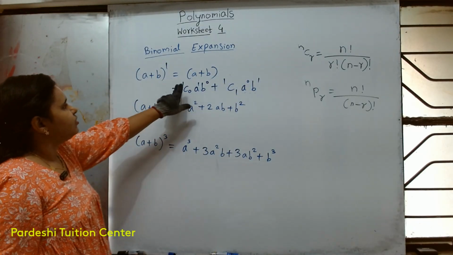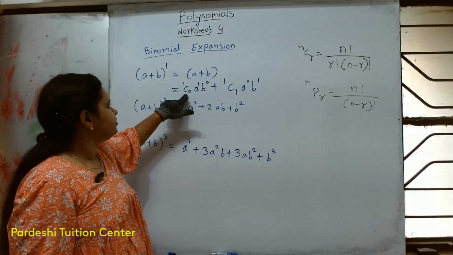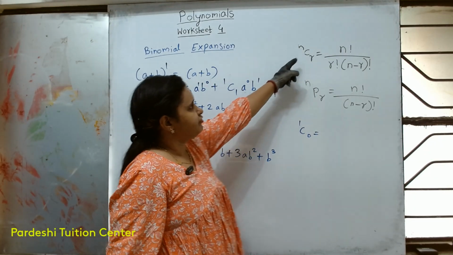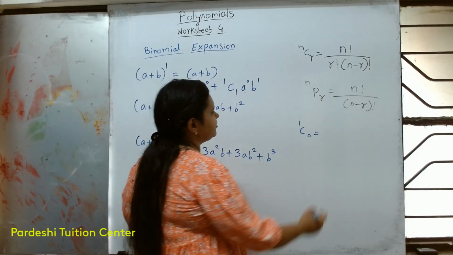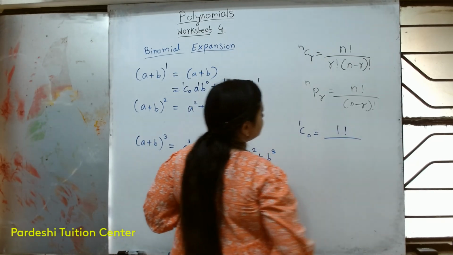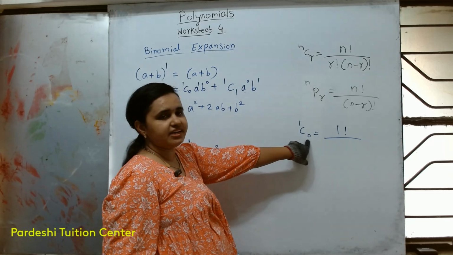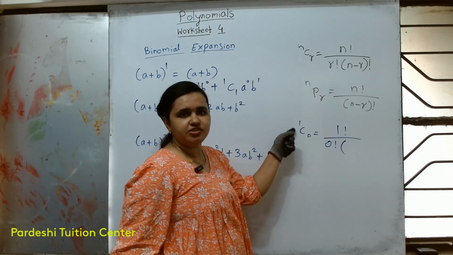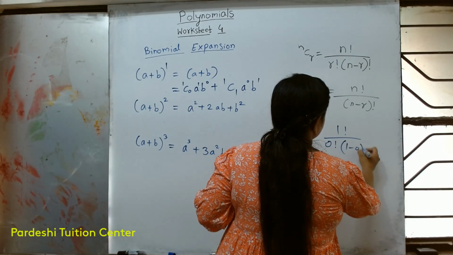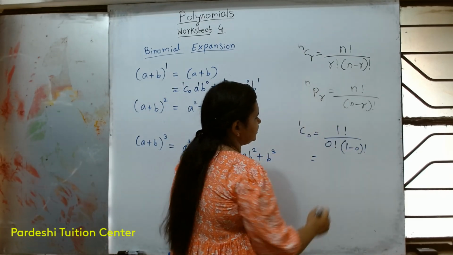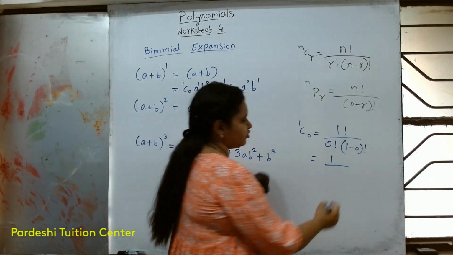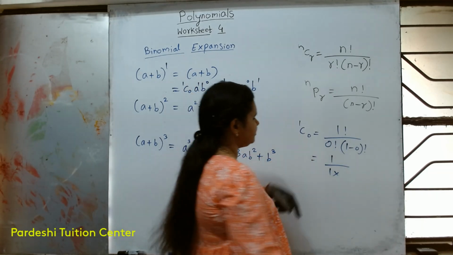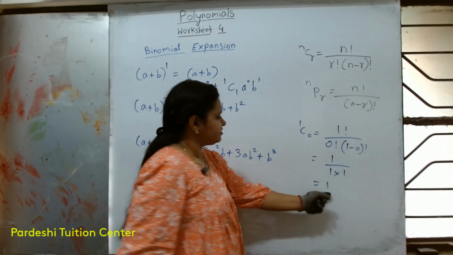See, if I take 1c0, we can check it. What will 1c0 be? If we put it in the formula of combination, it will be n factorial, meaning 1 factorial, upon r factorial, where r is 0, so 0 factorial. Again n minus r means 1 minus 0 factorial. 1 factorial is 1, 0 factorial is 1, and 1 minus 0 means 1 factorial, which is also 1. So it is coming as 1.